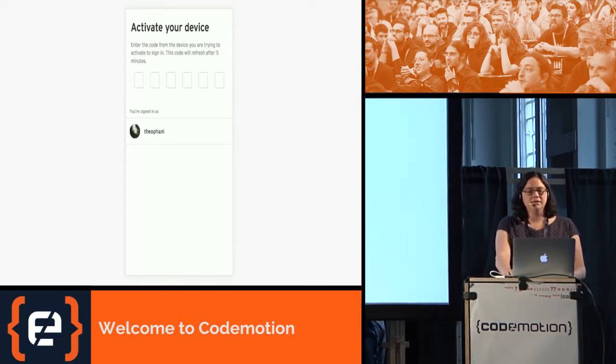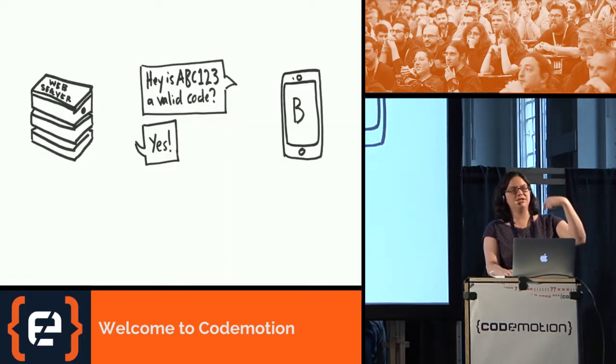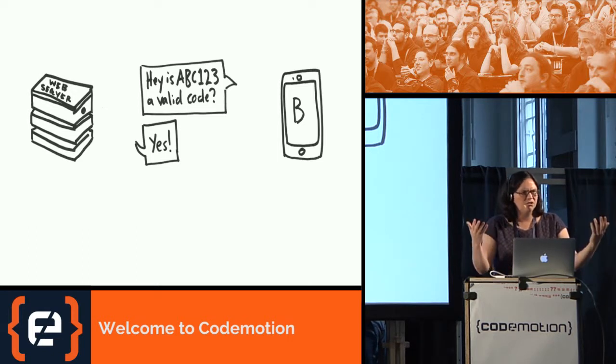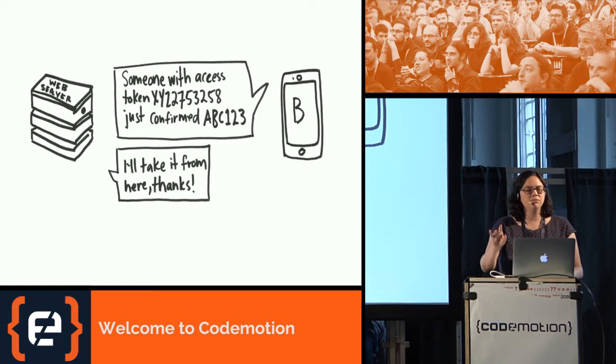They enter it. Now the phone sends to the service, hey, someone just entered this code. Is it a valid code? Like, is this a correct code? And the server's like, yep, that is a valid code right now. And then the device says, okay, someone who's signed in with an access token has just confirmed this code. And the server is like, cool, I've got this. I know who that user is. And now I've associated the code with the user.